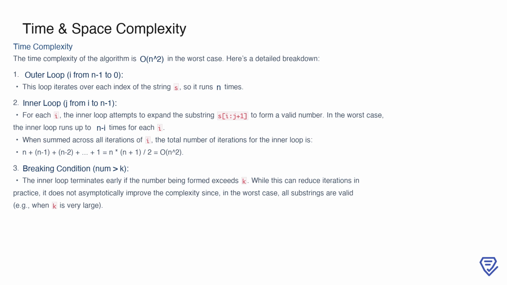When we sum up all these iterations across the outer loop, we get a series, n plus n-1 plus n-2 plus ... plus 1, which simplifies to n times (n plus 1) divided by 2. This is a triangular number and grows asymptotically as O(n squared). There is also a breaking condition in the inner loop that stops early if the number exceeds k, but this does not change the worst case analysis since, when k is very large, all substrings can still be valid. Therefore, the overall time complexity remains O(n squared) in the worst case.